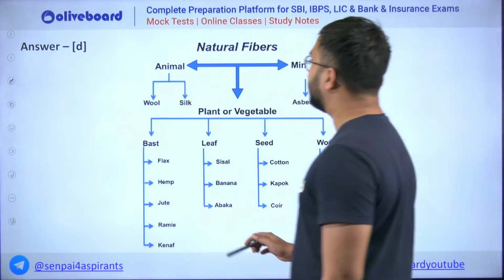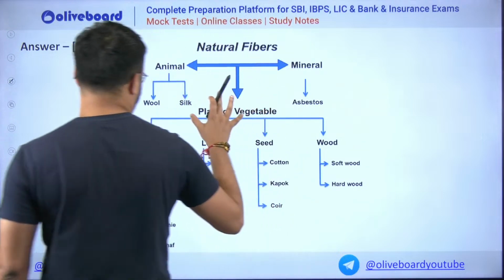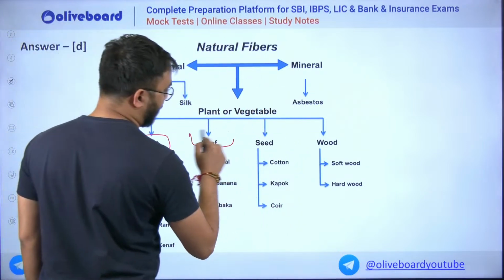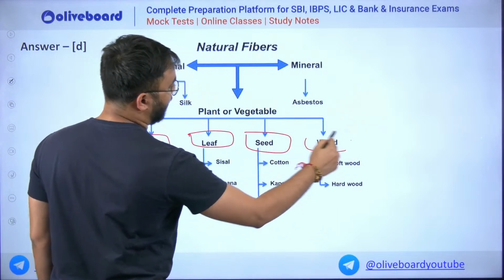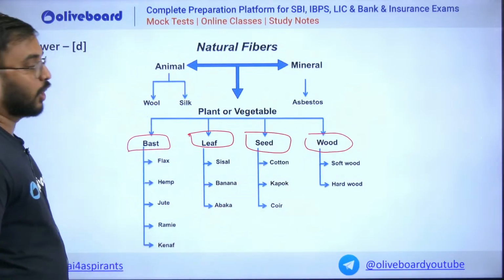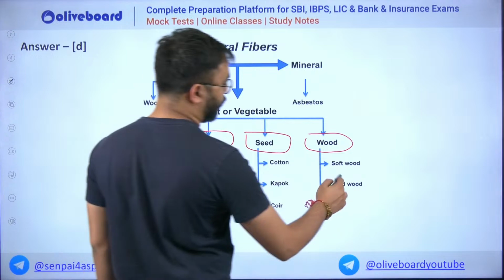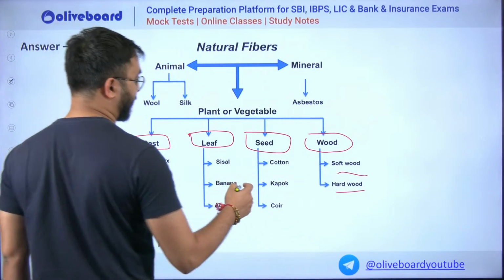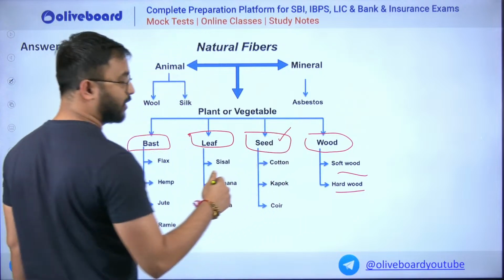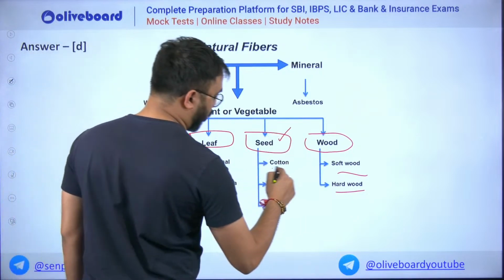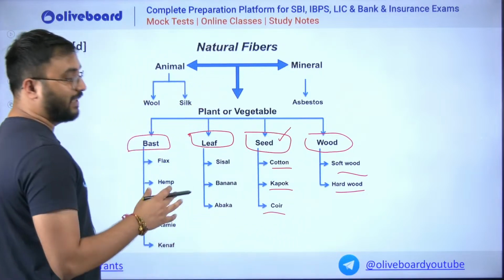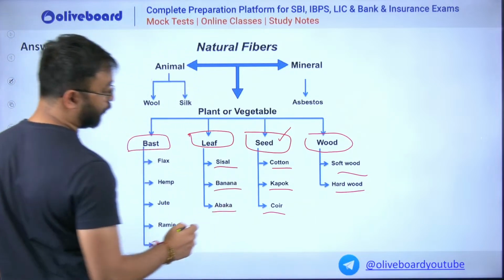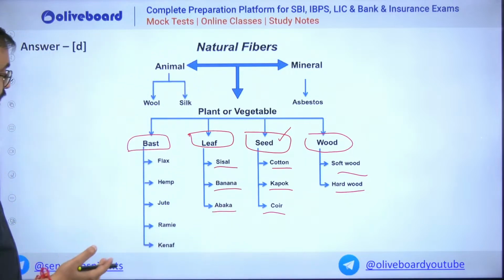So let me tell you one thing. Natural fibers, when we are talking about them overall, first is bast type of fiber, leaf type of fiber, seed type of fiber or wood type of fiber. Wood type of fiber is nothing but softwood and hardwood. This gives you fiber or threads from which textile can be prepared. Seed is nothing but a fruit or flower type of fiber. Cotton, kapok, coir, these are your examples. Leaf is nothing but sisal, banana, abaca. From here also various fibers are produced.